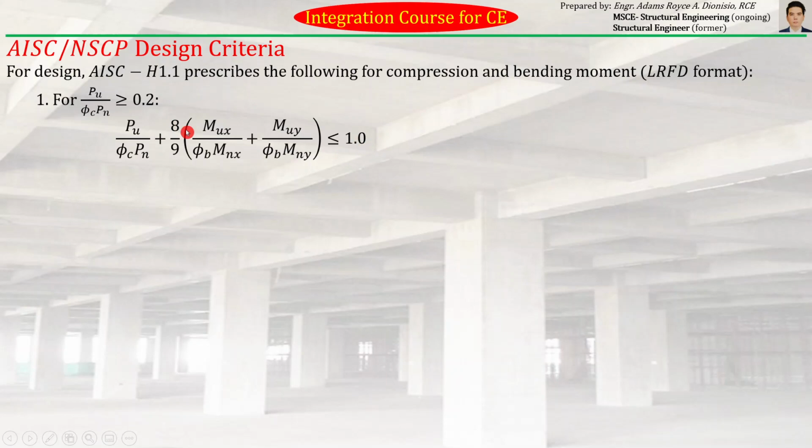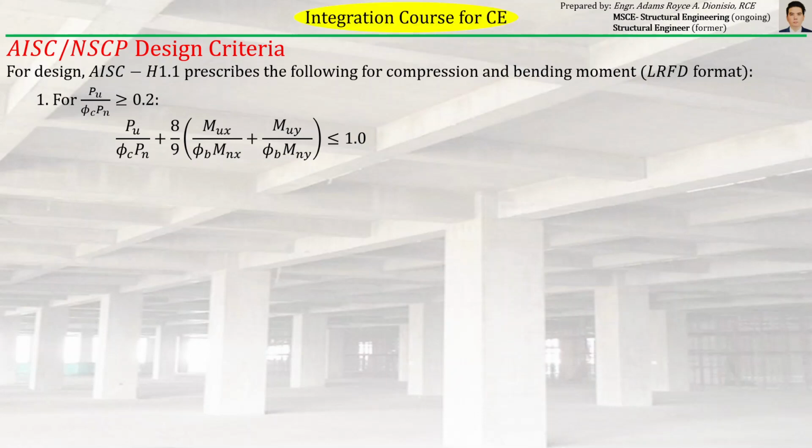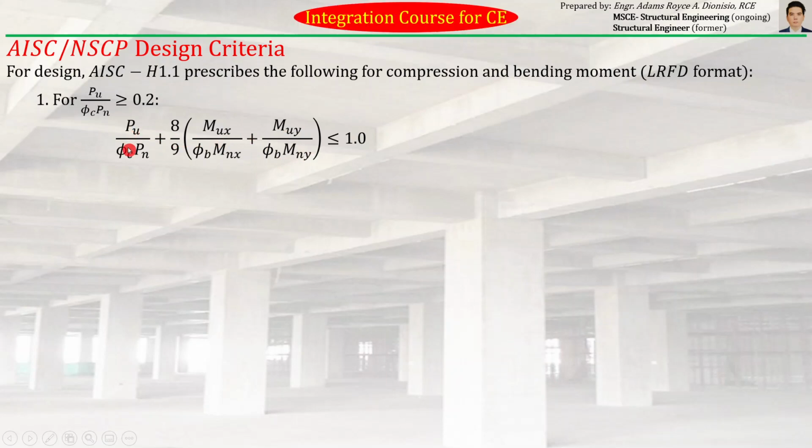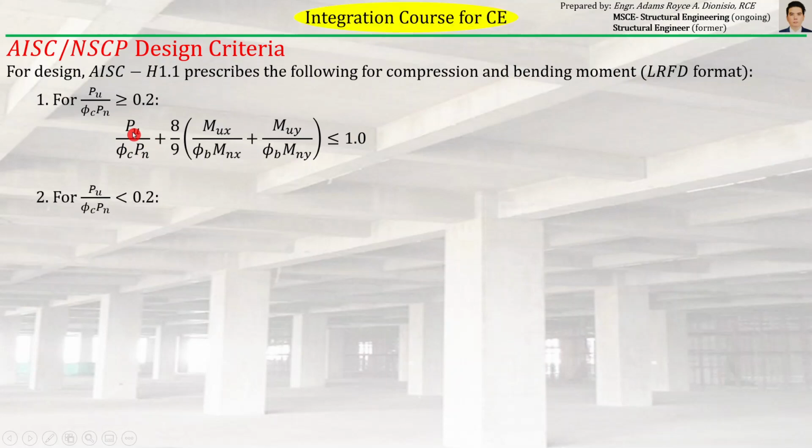Okay, so as you can see here, since significant yung axial compression, we tend to minimize the value of the bending moment ratio. That's why may multiply natin siya ng 8 over 9, or 8 over 9 is equal to 89%. So 89% of the bending moment ratio lang yung kinukuha natin. While yung sa axial compression ratio, 100% yung kinukuha natin. Okay.